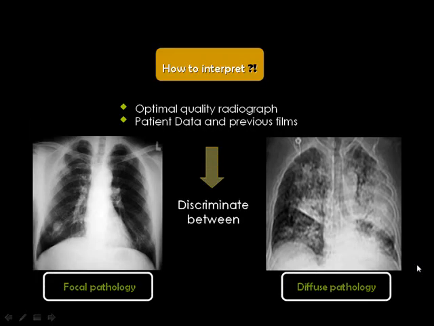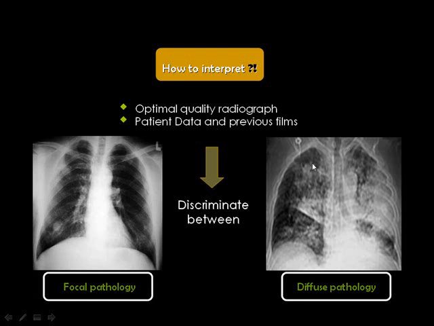Then, how to interpret the chest X-ray considering the previously mentioned facts? Number one, you should ensure that the X-rays are of optimal quality. Then you should have a good hint about the patient data and the clinical condition. And if you are able to obtain the previous film, or if there are previous films, this will be of great benefit in the diagnosis.